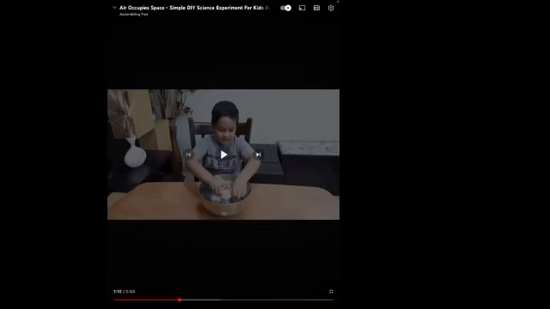So this experiment shows that air also takes up space. When you keep it upside down, the air has space in it. That is why it does not get wet. And when you tilted it, the air which was inside the tumbler came out into the water and the water entered into it.